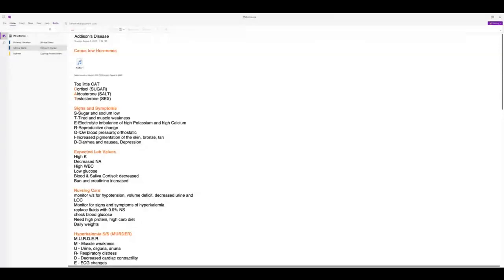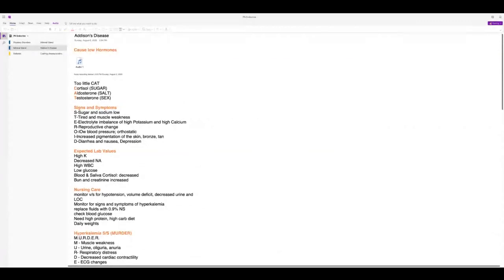Like amenorrhea, just problems with their cycle. Low blood pressure and orthostatic hypotension. They're going to have bronze tan skin. Okay, that's classic, increased pigmentation. And then diarrhea and nausea and depression.